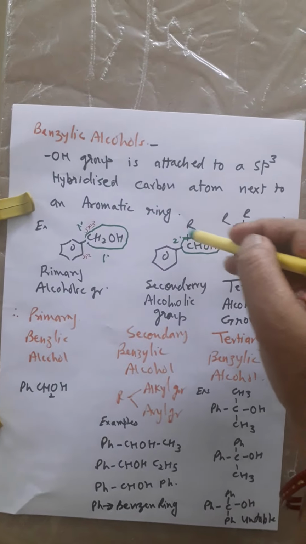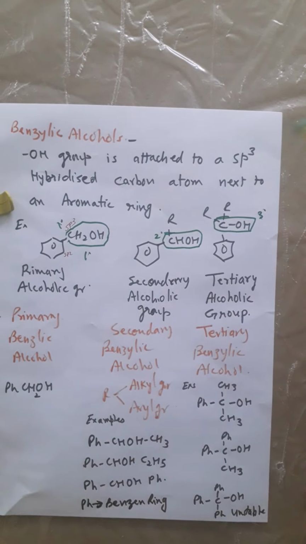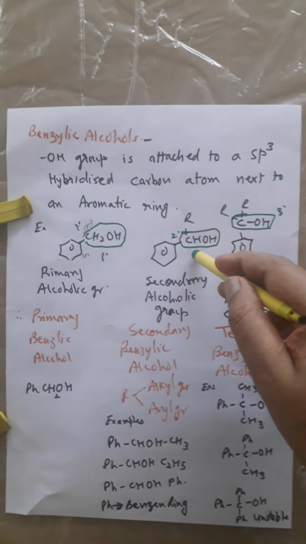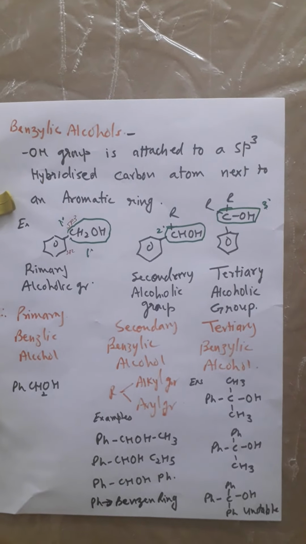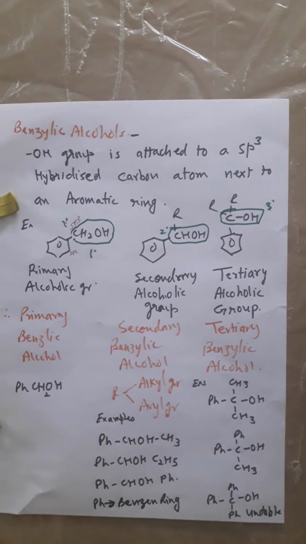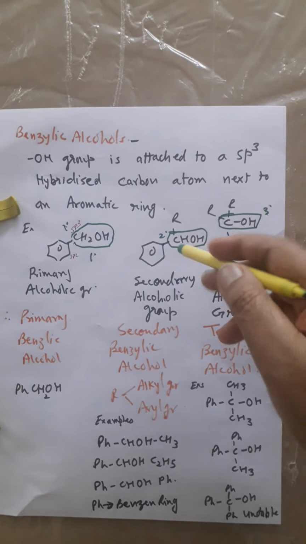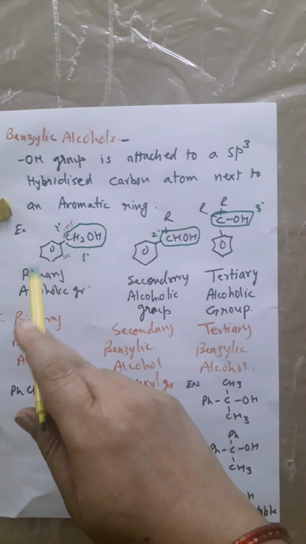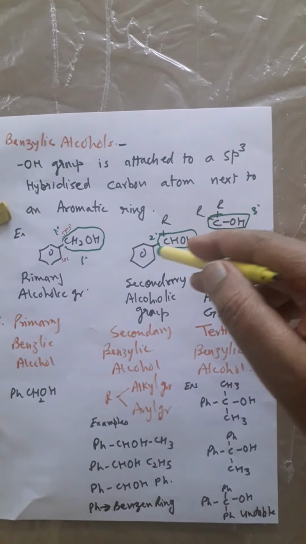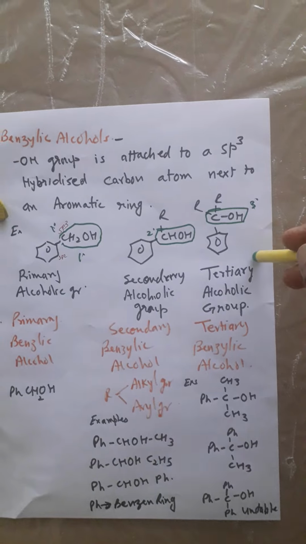And here the OH group is attached to a 2 degree carbon, so we will call it a 2 degree alcohol or secondary alcohol. I am saying alcohol only, I am not saying benzylic alcohol again and again, it will become lengthy. Simply understand that we are discussing the types of benzylic alcohol. It can be primary benzylic alcohol, secondary benzylic alcohol, or tertiary benzylic alcohol.